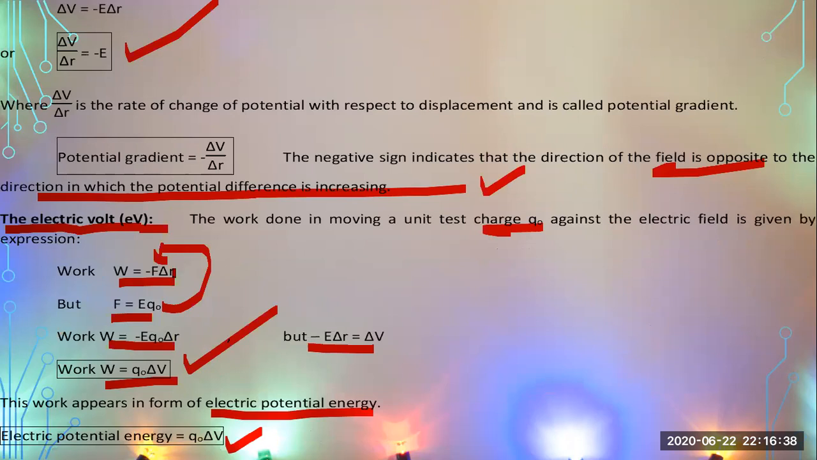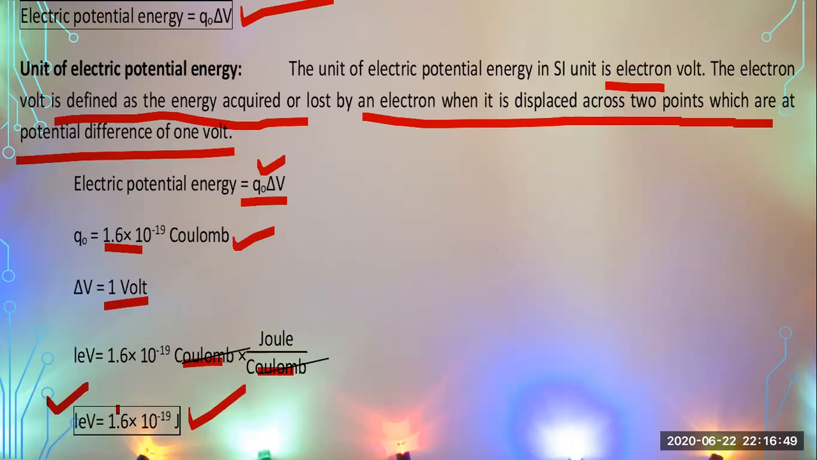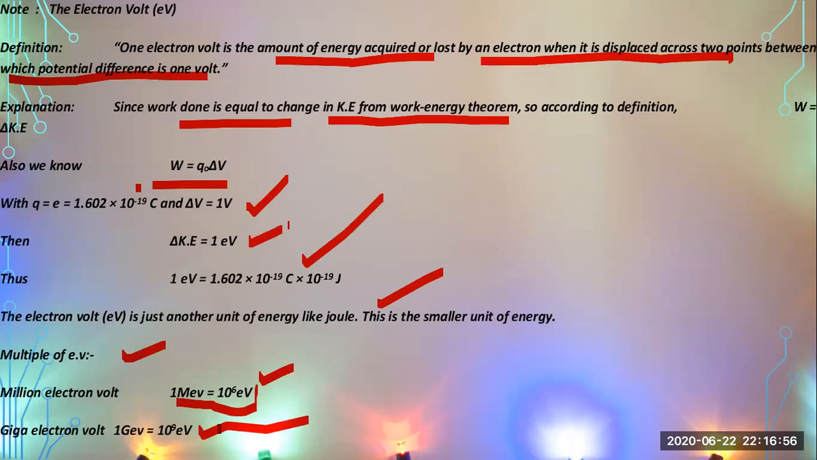Then you defined the electron volt. Basically, it is the amount of work done. You placed the values again, wrote the quantities and the units, and finally got 1 electron volt equal to 1.6 into 10 raised to the power minus 19 joule. Then you got the subunits: million electron volt is this one, giga electron volt is this one. The electron volt is a smaller unit of energy, like joule.